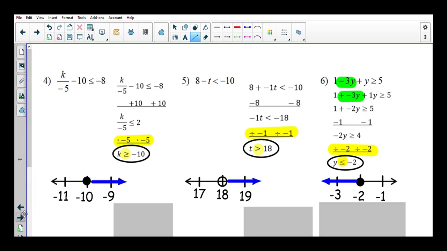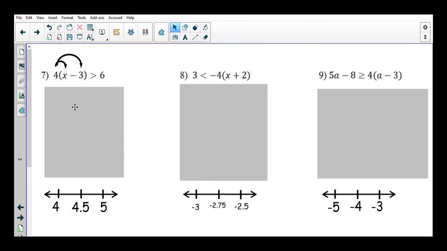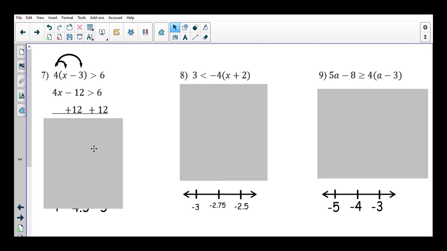All right, let's move on to number 7, 8, and 9. So number 7, we have distributive property involved in this question. So let's distribute our 4 into the parentheses. So I'll do 4 times x and 4 times 3. So we'll get 4x minus 12 is greater than 6. We're going to start solving this by adding 12 to both sides. That will get us 4x is greater than 18.